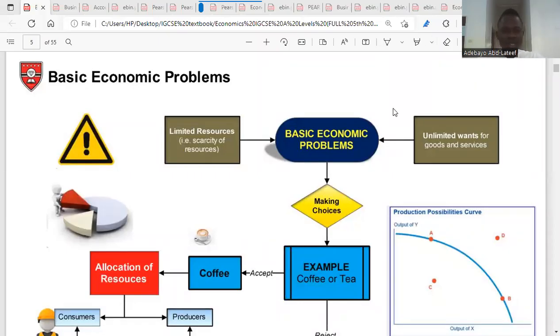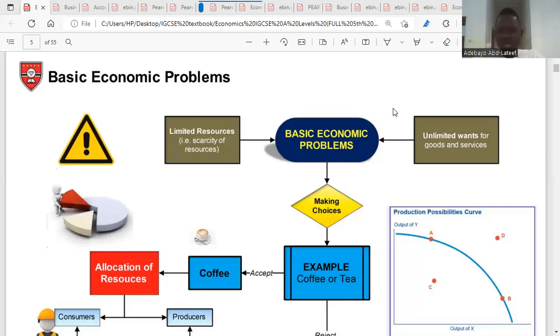The topic today in economics is basic economic problems, which is chapter one. Before we go into the basic economic problems, basically the problem of the society, most people think it's money, but it's not always money. It's scarcity. And when we talk about scarcity, we're talking about limited needs and unlimited wants, as finite needs and infinite wants. Why is it the problem?